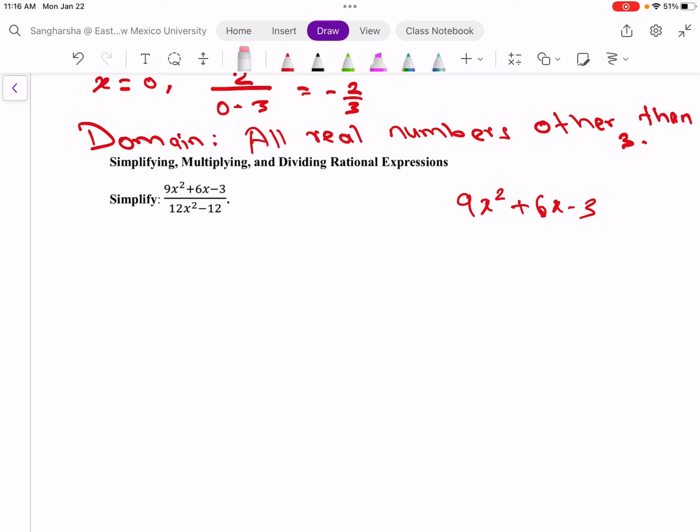Now how do we factorize this? What is the very first step of factorization? What do we look for? Yes, we look for whether there is a common factor in each term or not. Do we have a common factor in every term? What is that common factor? 3, right? Now let's factor out 3. If we factor out 3 from 9x squared, what do we have?